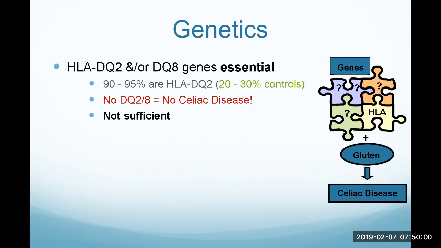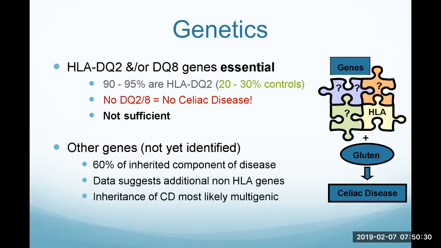So celiac disease has a very, very strong HLA association. DQ2 is the most common HLA found in the majority of the patients, and the rest of the patients have DQ8. Just because you are HLA DQ2 or DQ8 positive doesn't mean that you have celiac disease. It is not sufficient. There are other genes that are being identified but not yet confirmed.